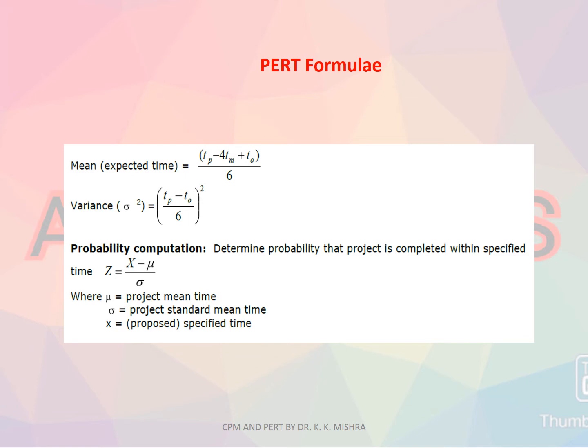Since it involves probabilistic calculation, we need to calculate variance, that is basically ((B - A) / 6) squared, or ((Tp - T0) / 6) squared. Then through the normal distribution variate, that is Z = (x - mu) / sigma, we can calculate whether a particular project can be completed in a given period of time. What will be the probability of that?